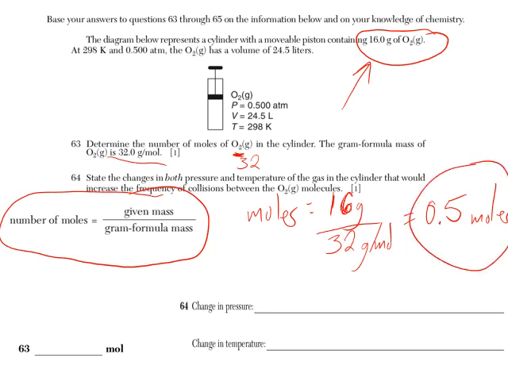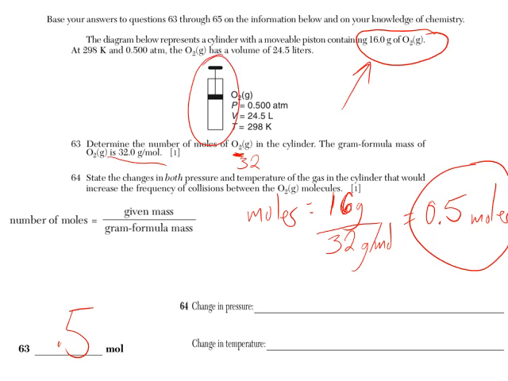So a half mole. Number 64 now says, state the changes in both pressure and temperature of the gas in the cylinder that would increase the frequency of collisions between the O2 molecules. So what could you do to pressure to make the molecules of gas hit each other more? And what could you do to temperature to have the particles of gas hit each other more? So let's go one at a time. Pressure. What could you do to the pressure in this little tube here, in this cylinder, to make the particles hit each other more? How are you going to get them closer to each other and force them together?